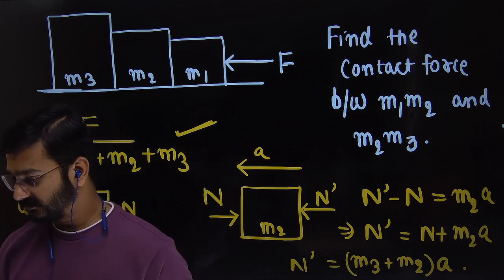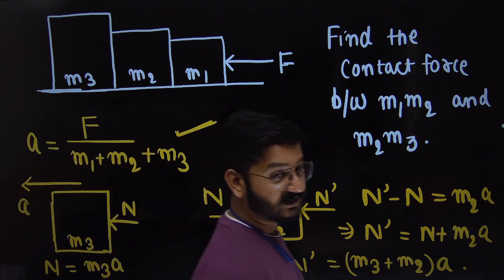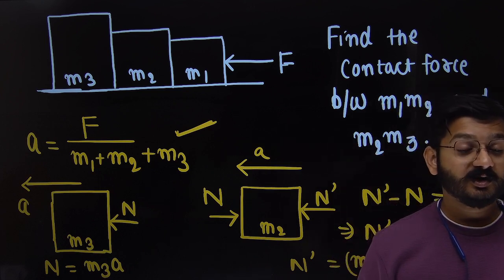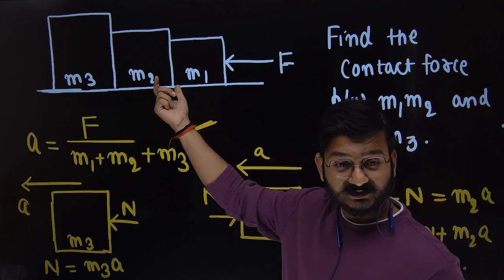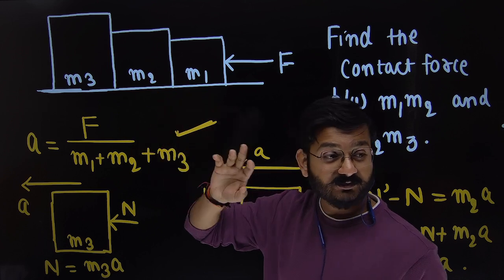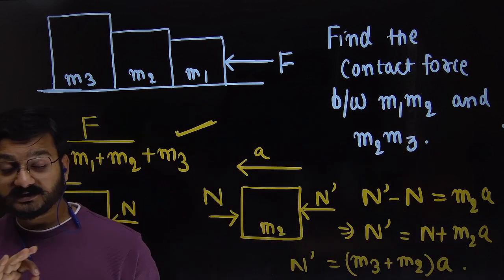Copy the figure. So this time, what is missing? Spring is not there. So this time, instead of tension, what force will be there? Contact force. Because you can see M1, M2's surfaces are touching each other. So which force will be there? Contact. Instead of tension, you just have to replace tension with contact force. That's it. There's not a single change.